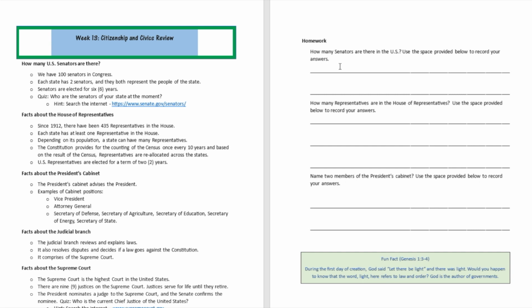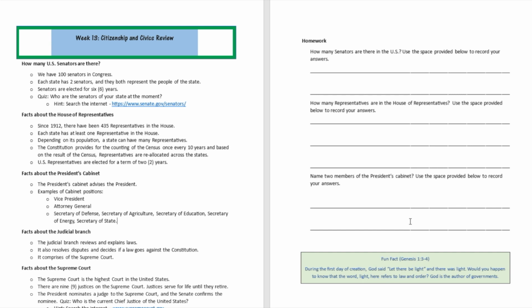How many senators are in the United States? Well, the answer is going to be over here, 100 senators. How many representatives are in the House of Representatives? Well, 435. Name 2 members of the President's Cabinet. Well, the Vice President, Attorney General, Secretary of Defense, or any other secretary that you can find over there. Alright, that's what we got for you today, boys and girls.